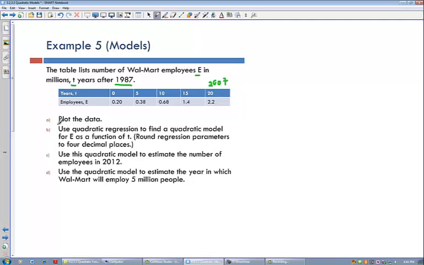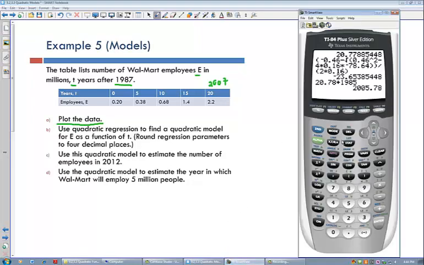So the first thing we want to do is simply plot the data on our calculator. Let's do this. Remember, to plot things, you're going to hit the Stat button, and then you're going to hit Enter under Edit.